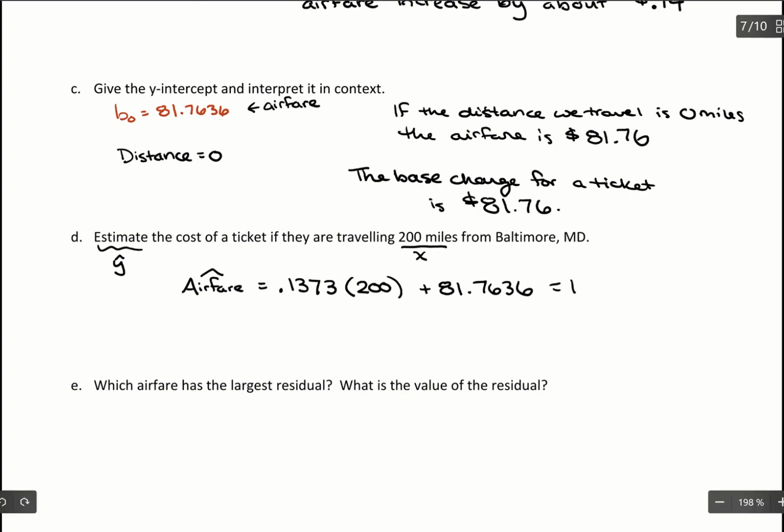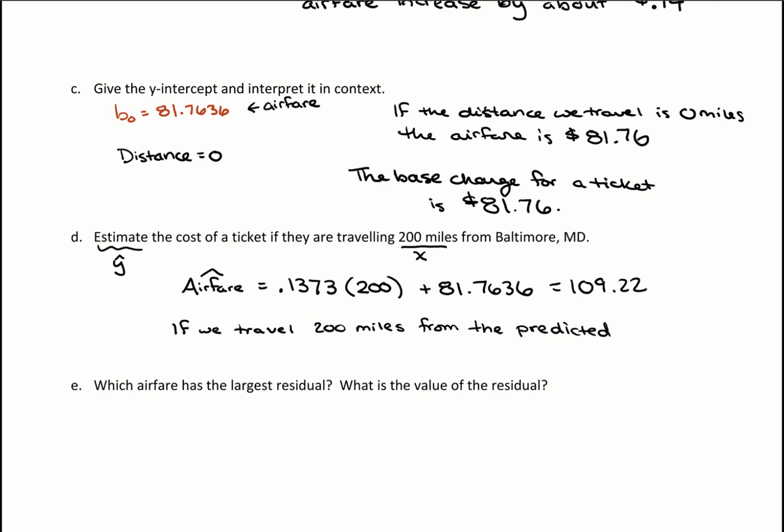So this is going to be 109.22. And then in terms of a sentence, it's that if we travel 200 miles from Baltimore, the predicted airfare, and you want to use that word predicted because this isn't the actual airfare that's occurring, this is just the airfare we predict to happen based on the equation from the line. So the predicted airfare, or you could use that word estimated or expected, is $109.22.